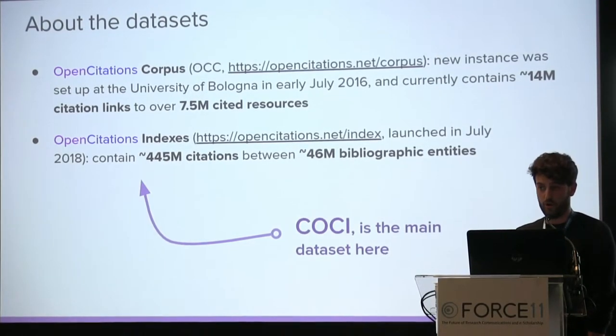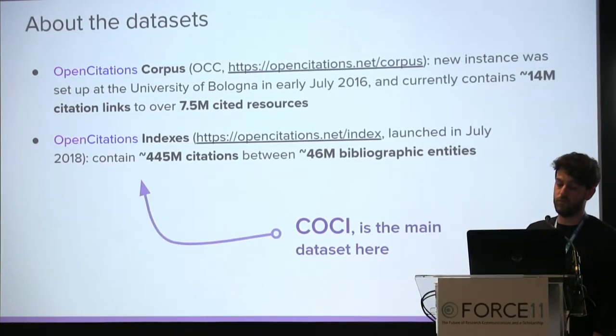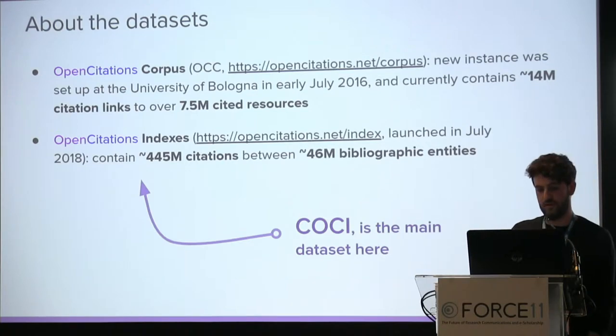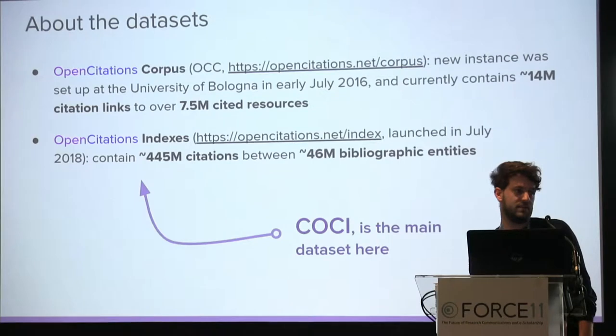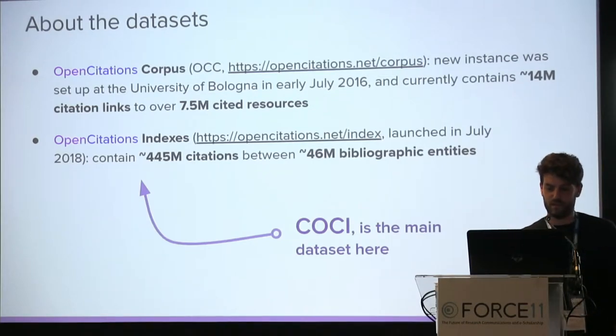So when we think about the datasets, as I said, we have the corpus and the indexes. The corpus now contains 14 million citation links, and we have these links taken from over 7.5 million citing resources to 7.5 million cited resources. Then we have the indexes. The indexes are the major part of Open Citations.